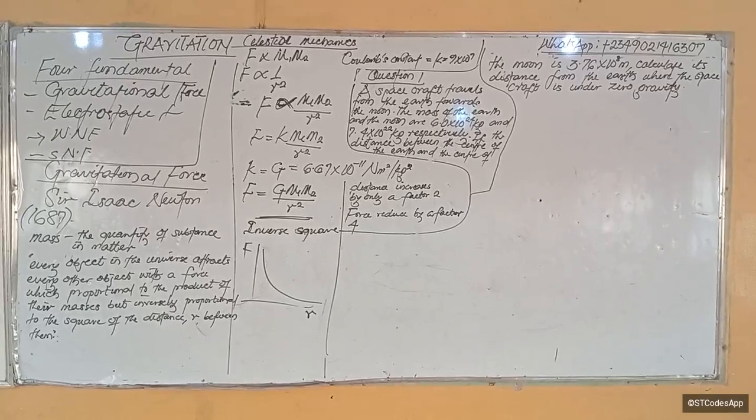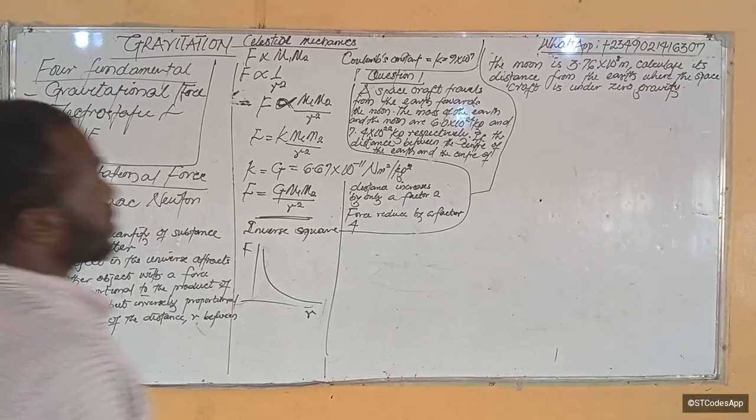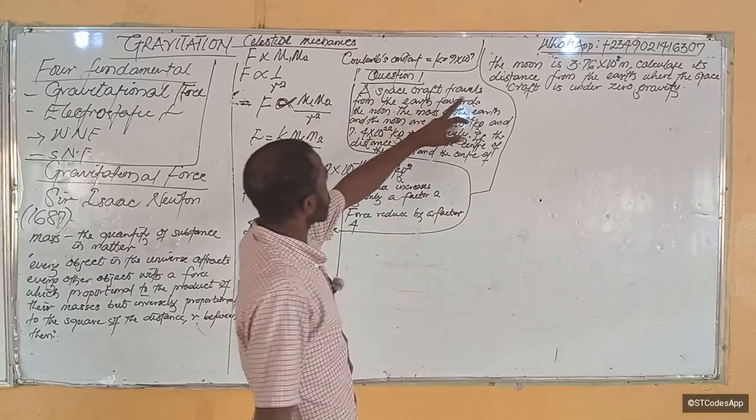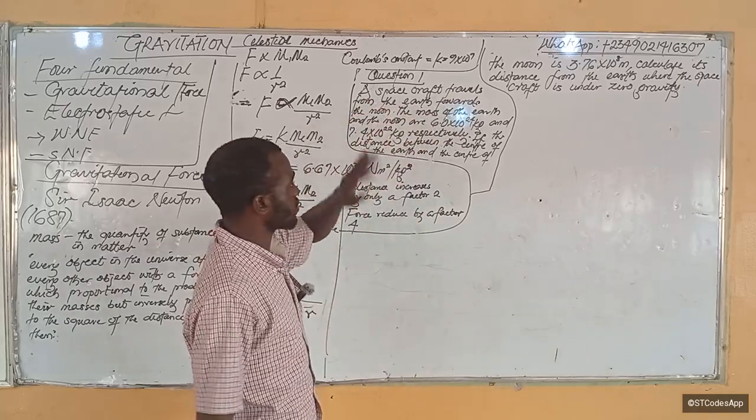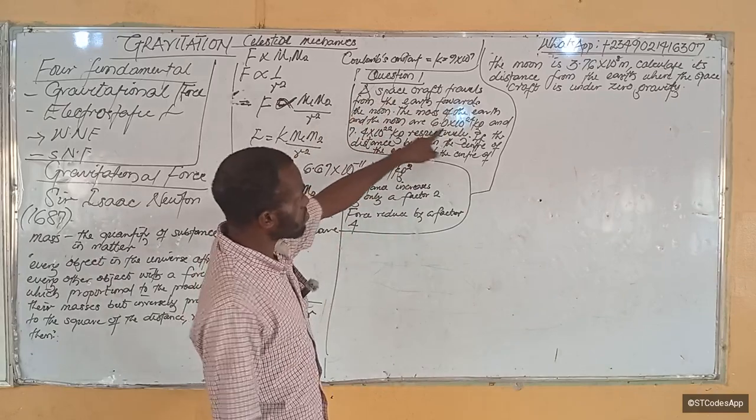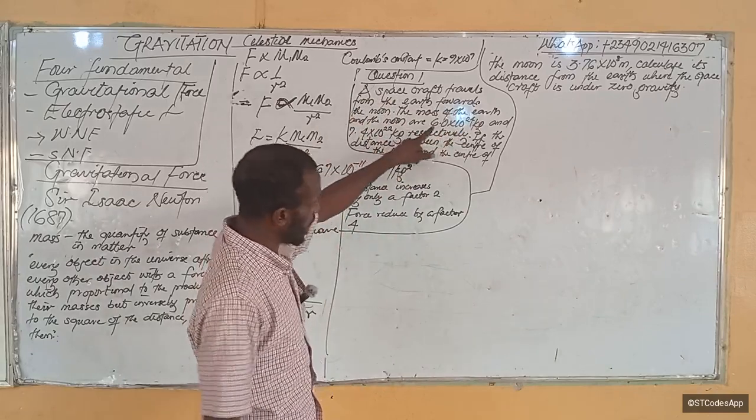Alright, now look at this question. It says that a spacecraft travels from the Earth towards the moon. The spacecraft travels from the Earth to the moon, and the masses of the Earth and the moon are given.